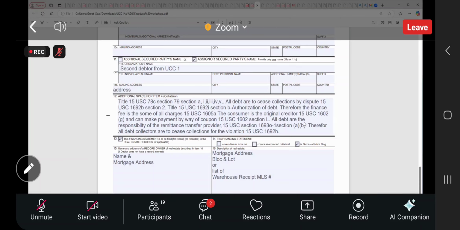All debts are the responsibility of a remittance transfer provider. 15 USC 1693o, Section 1. Let me just go to it.